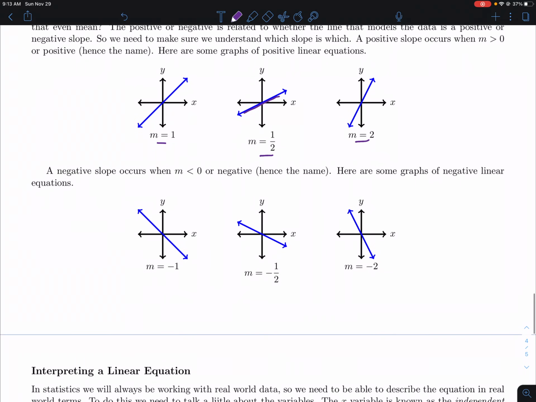So a negative slope is going to be the opposite. So in this case, the line is decreasing. If we go from left to right, notice the y values are getting smaller and smaller and smaller. So that's the difference between a positive and a negative slope.